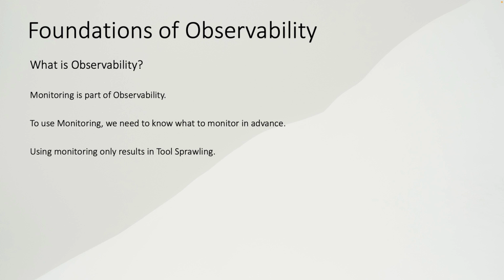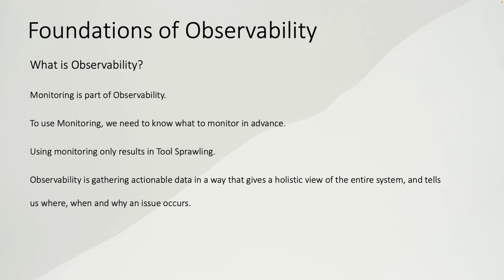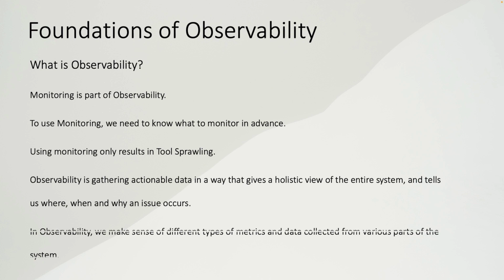Using monitoring-only tools, we may end up in a situation called tool sprawling, which means that we will end up using different tools that are not necessarily coherent. But with observability, we can gather actionable data from the entire system in a way that it gives us a holistic view of the entire system and tells us where, when, and why an issue occurred. In observability, we make sense of different types of metrics and data that we have collected from various parts of the system.